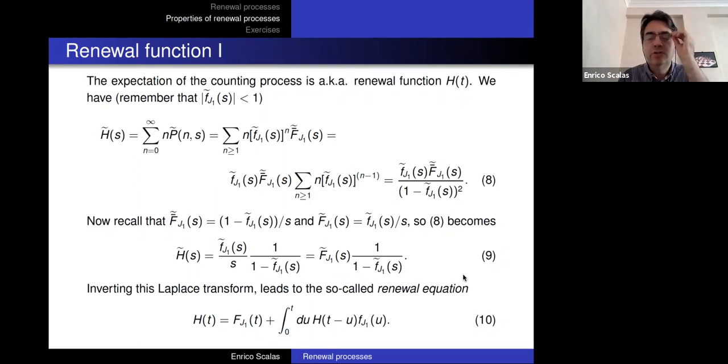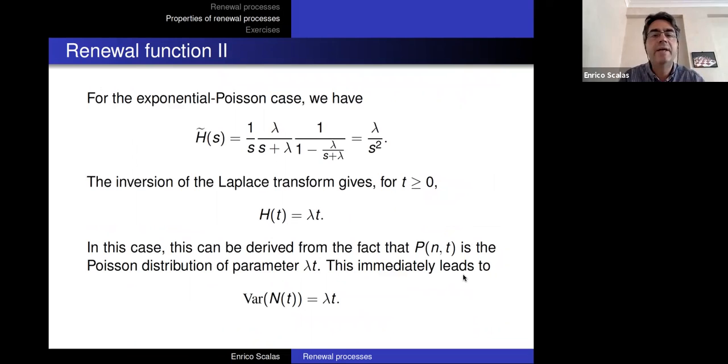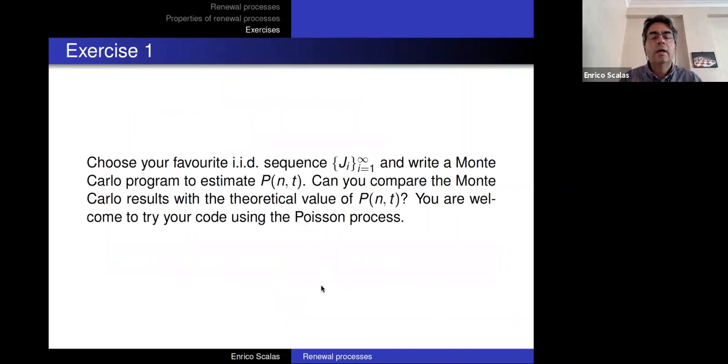Very well. What happens here in equation 9 if we apply it in the exponential Poisson case? We get this Laplace transform here. When you invert, you get, in fact, that the expectation of N(t) is what we would have expected from the fact that it is Poisson distributed with parameter lambda t, namely the renewal function is equal to lambda t. This remark immediately leads also to the variance of the counting process, which is the variance of a Poisson random variable of parameter lambda t, which is equal to the expectation.